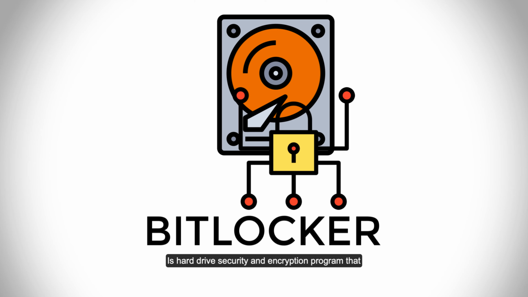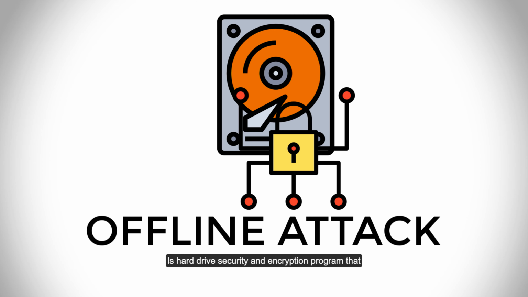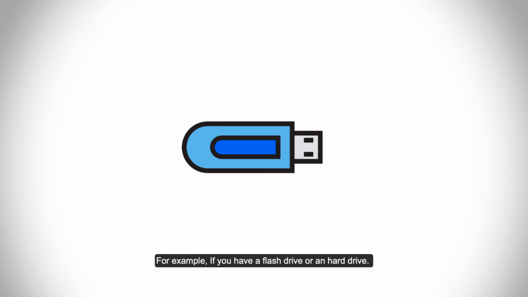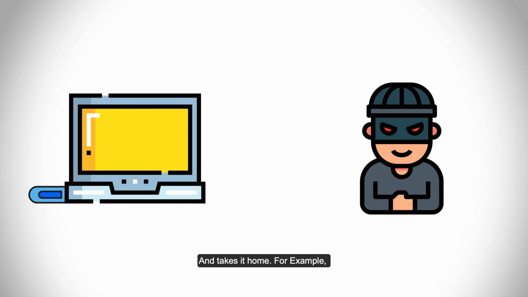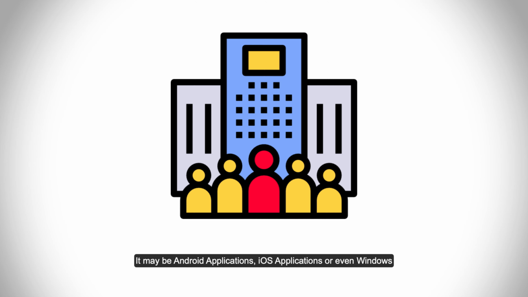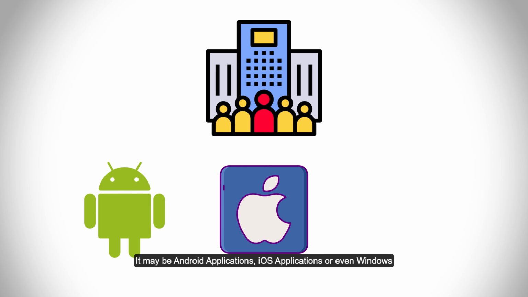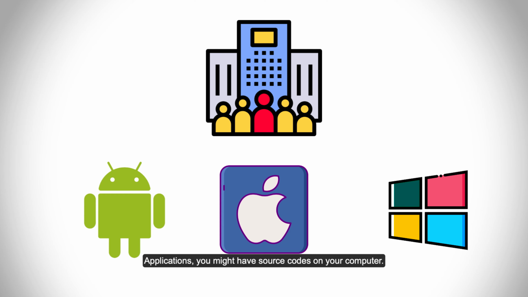It is a hard drive security and encryption program that protects the drive's content and data from offline attacks. So what does the term offline attack mean? For example, if you have a flash drive or a hard drive, and if someone physically unplugs it from your computer and takes it home. Let's say your company creates software and applications, it may be Android applications, iOS applications, or even Windows applications. So you might have source code on your computer.